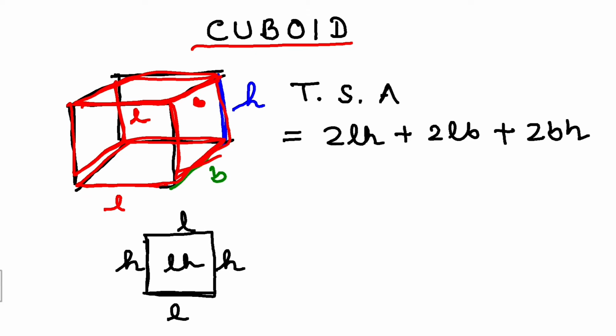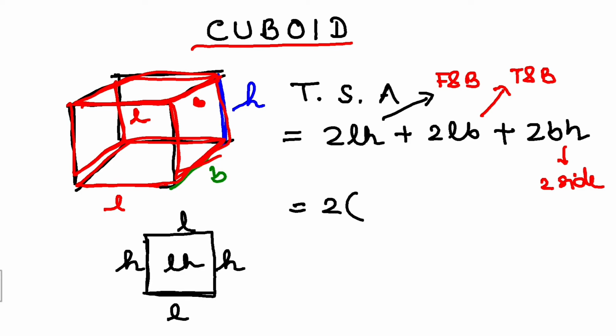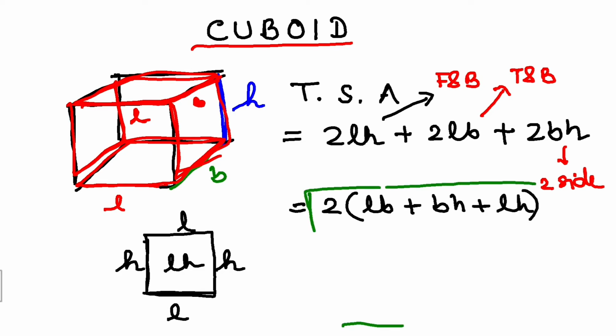Right? You must have understood this 2LH is from the front and back. This 2LB is from the top and the bottom, and this 2BH is from the 2 side faces. So I can take 2 common from here and I am left with, if I arrange it, LB plus BH plus LH. So this is the formula for total surface area of a cuboid.